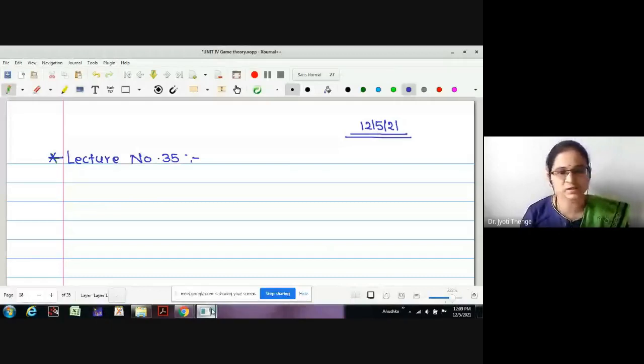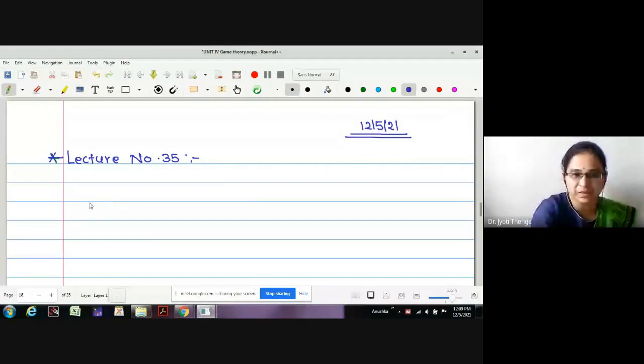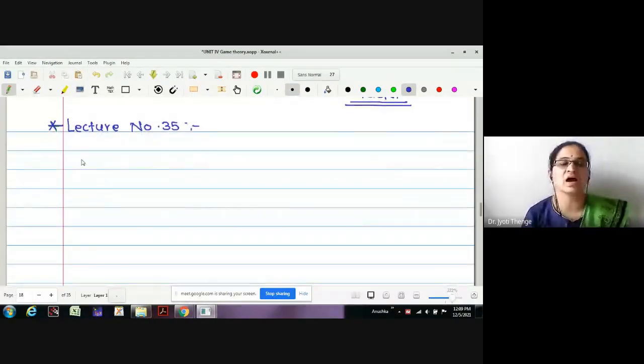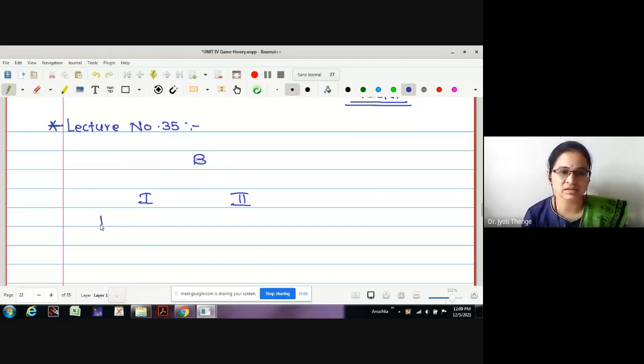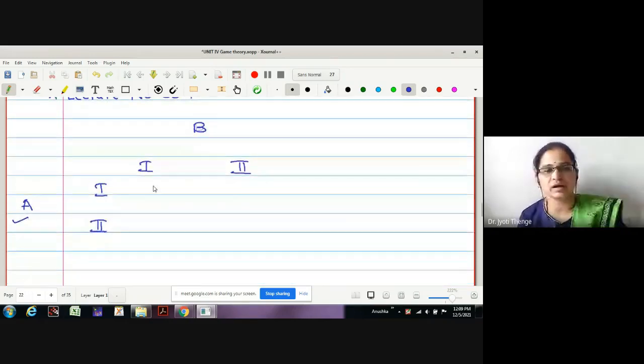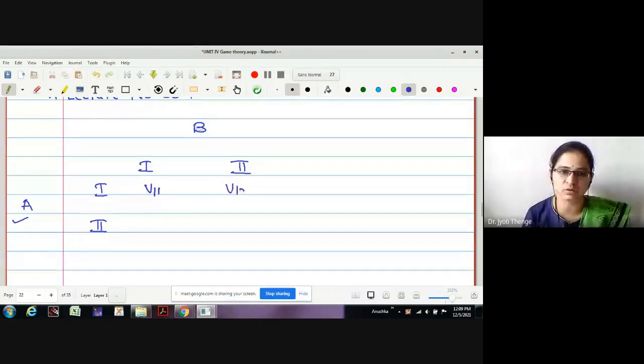Okay, let me try to explain again how we have found the maximum of the minimum expected gain and the minimum of the maximum expected loss. For this, let me write down player B. Suppose it has two activities. Similarly, player A has two activities. We were writing this payoff matrix with respect to player A. Now let me write the entries of this matrix as V11, V12, V21 and V22.